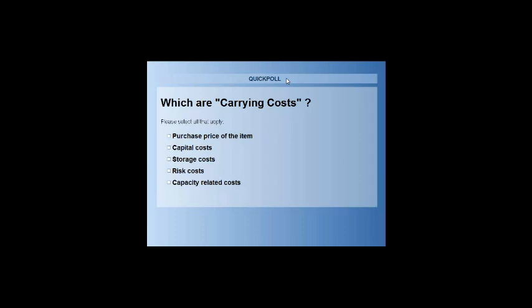So I'm going to put you to work right away. I'm going to launch this poll. I've given you 5 choices here. I want you to identify the 3 items that make up the cost of carrying inventory at your location. There are only 3 of them. So take a minute and make your choices. Which ones are costs you incur to carry inventory in your plant?